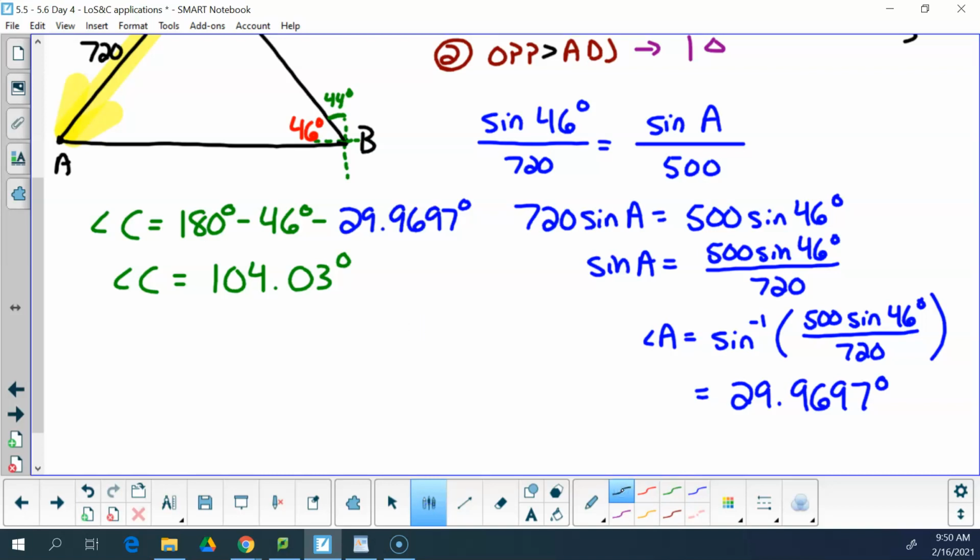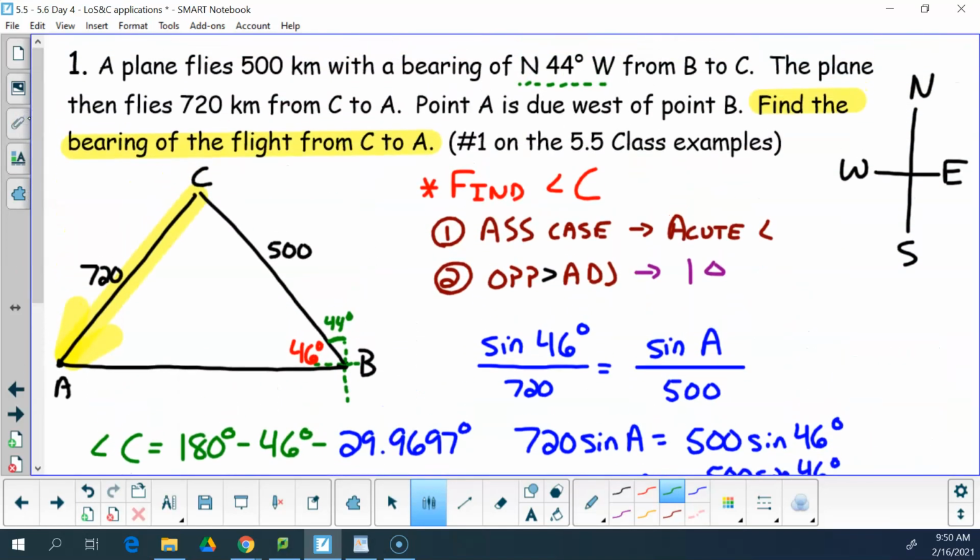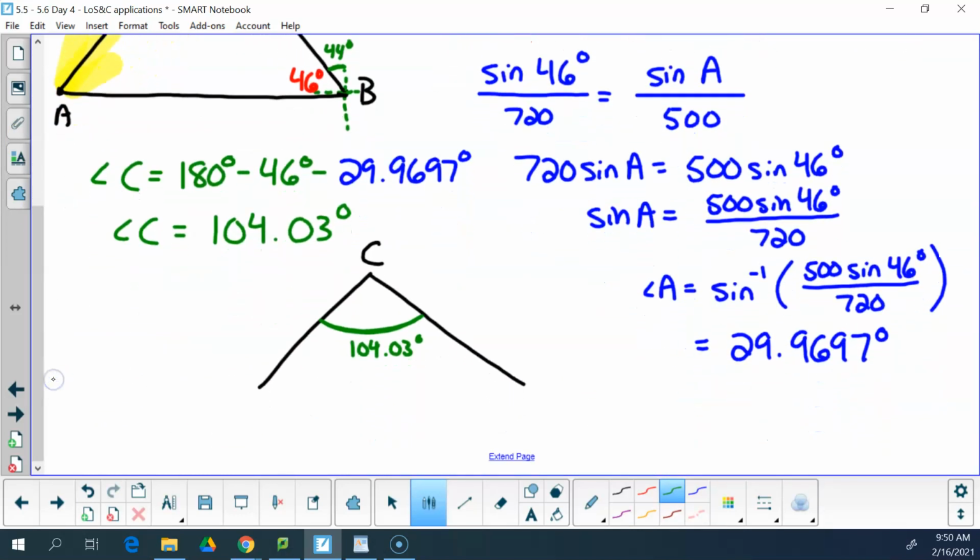So now let's look here at angle C. All of angle C is 104.03 degrees, correct? But bearing, way up here, bearing is always going to be of the form north or south, an acute angle, east or west. Okay, that's the form of bearing. So we have to take this and we've got to adjust it.